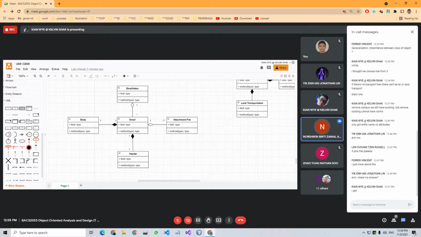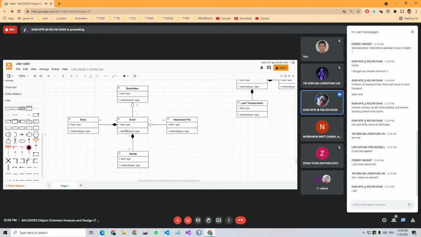So, Kelvin Shak, would you like to explain your use of notation, the aggregation and composition? Would you like to explain why you said it is aggregation, why you said it is composition, based on your diagram here? Because the email can exist even if the inbox doesn't have the email, so it's an aggregation relation.